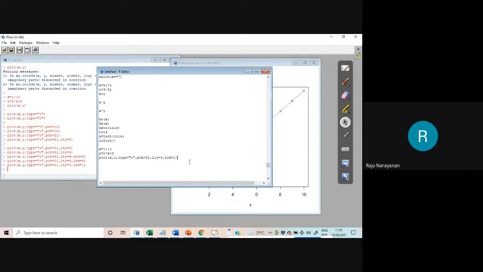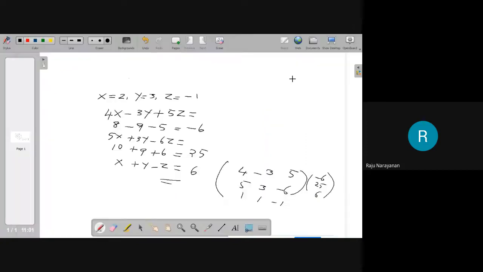Another important type of diagram is the histogram. What is a histogram?